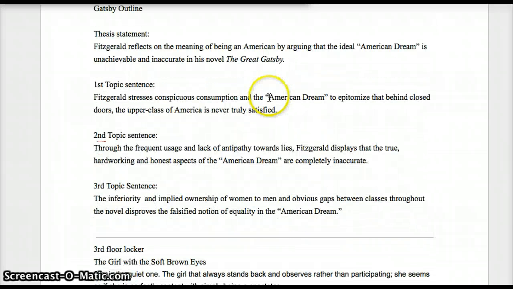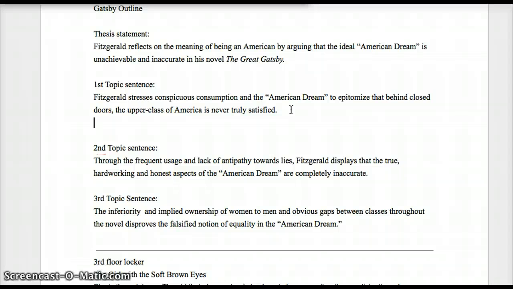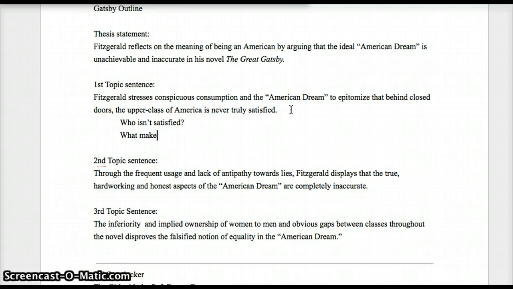Let's look at her first topic sentence. Fitzgerald stresses conspicuous consumption and the American dream to epitomize that behind closed doors, the upper class of America is never truly satisfied. Questions I might start asking here: who isn't satisfied? What makes them that way? Is it always money? See how you're going to do this underneath each one, and it will make it much easier to write your paper.